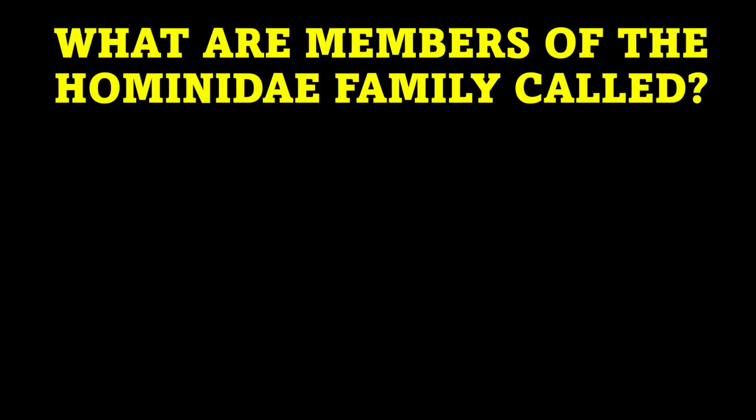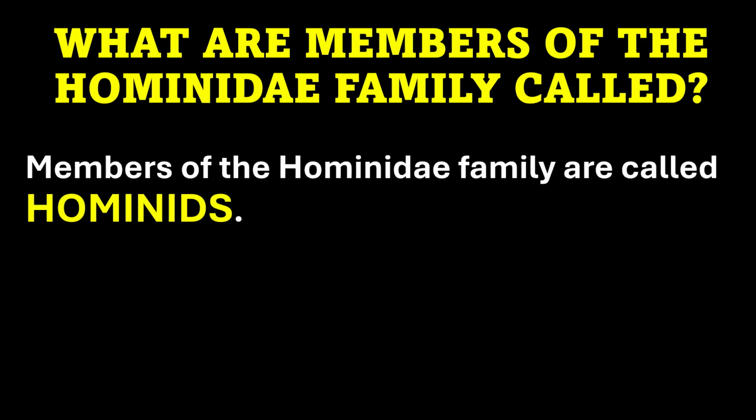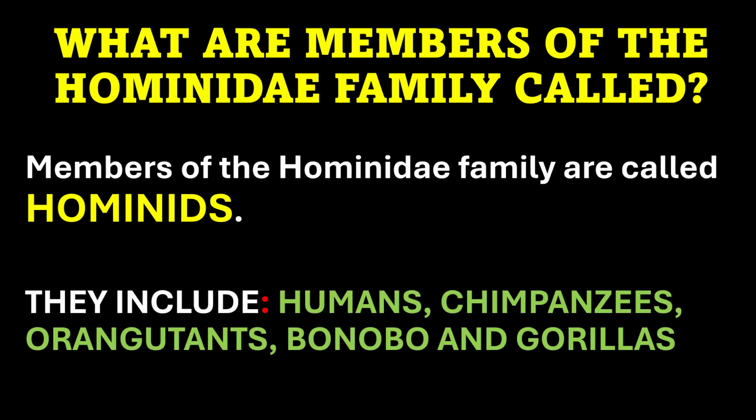Now, what are members of the Hominidae family called? The members of the Hominidae family are called hominids. So the hominids include humans, chimpanzees, orangutans, bonobo, and gorilla. Those are the members of the Hominidae family. Mostly in exams, they will state, apart from humans, name any member of the Hominidae family.